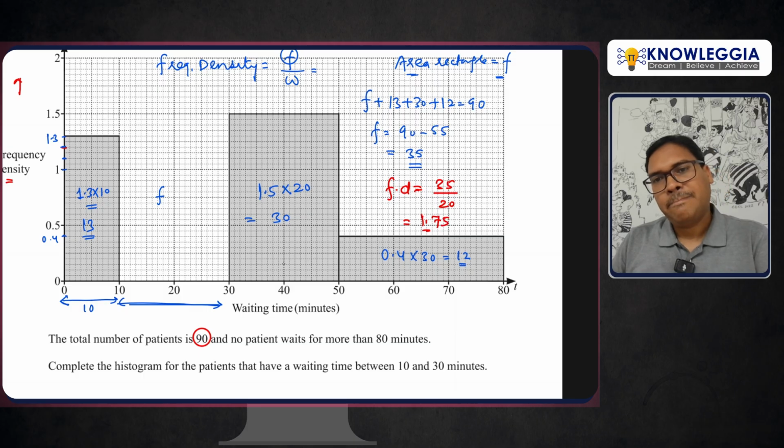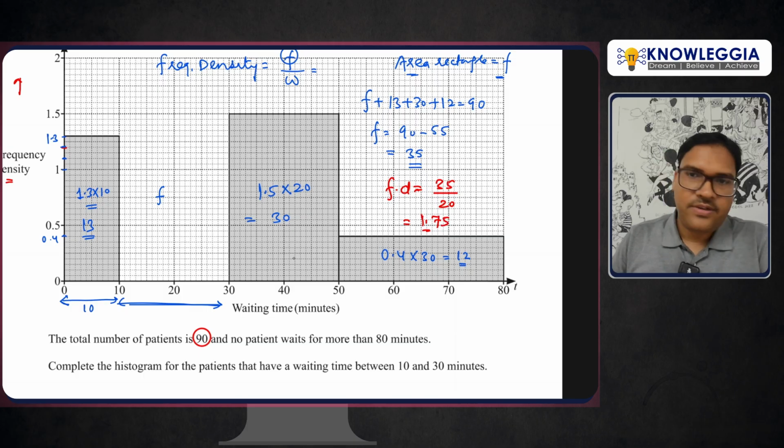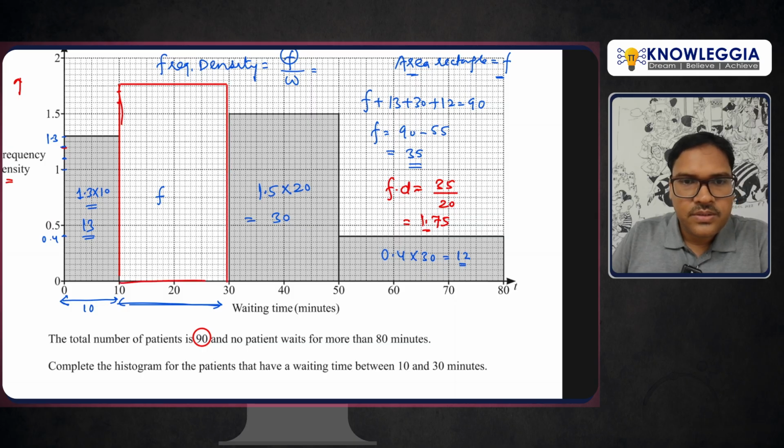1.75, right? 35 by 2, 17.5. Yes. Right. So how will you plot this? Now you can see this is 1.5, 1.6, 1.7, and this is 1.75. So what you can do is, this is 1.75. So I'm just trying to complete this. So this is how you can complete. So this is the answer.